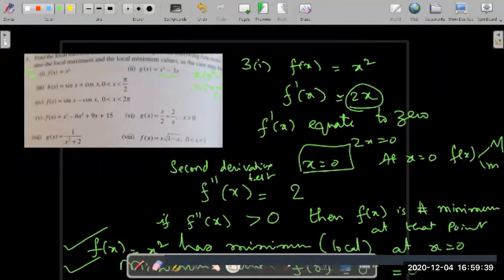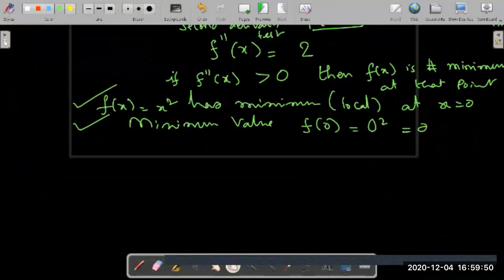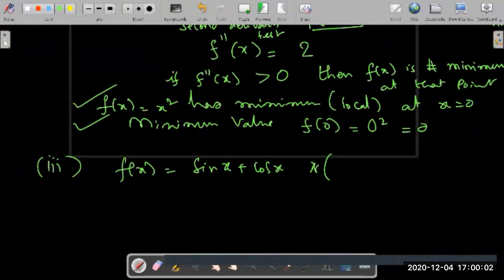So third one, f of x is equal to sin x plus cos x, and you have the interval where x is between 0 and pi by 2. So f dash x equal to cos x minus sin x.